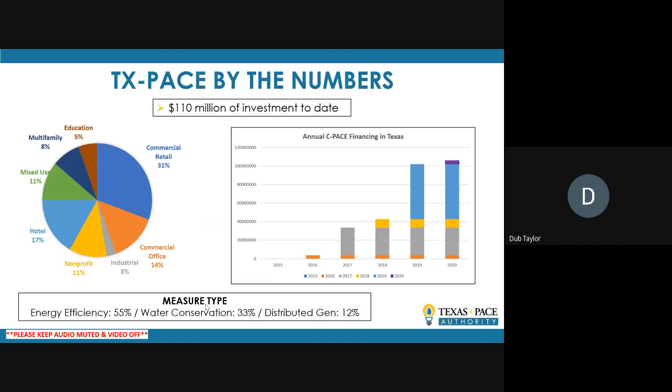2020, of course, everyone's impacted by COVID. PACE is no exception, but we still see a strong pipeline of projects and have closed a number of projects this year as well. And most of these are energy efficiency related. 55% water conservation and distributed generation are part of the projects as well. And over $110 million in investment in PACE projects to date.